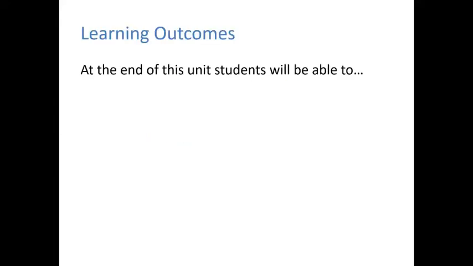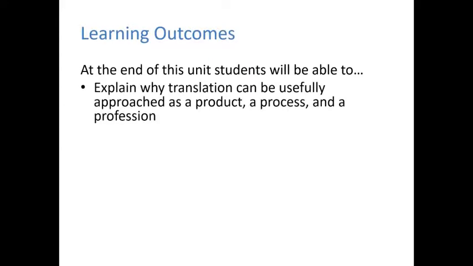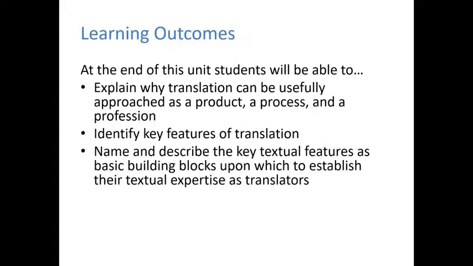The learning outcomes from this first part of Unit 1 would be the following. Hopefully, at the end of this unit, students will be able to explain why translation can be usefully approached as what we can call the 3 Ps: product, process, and profession. They will be able to identify key features of translation and exemplify or illustrate these key features. They'll be able to name and describe the key textual features or functions, which will be useful basic building blocks upon which they can begin to establish their textual expertise as translators.